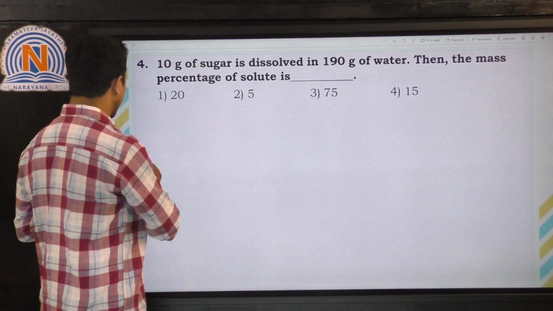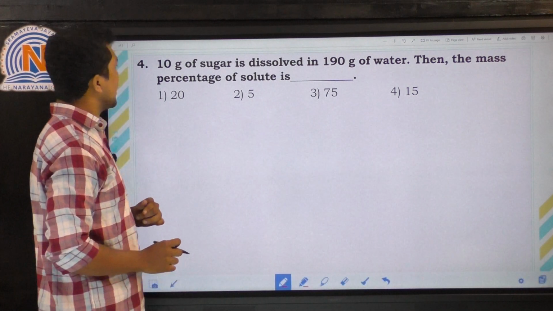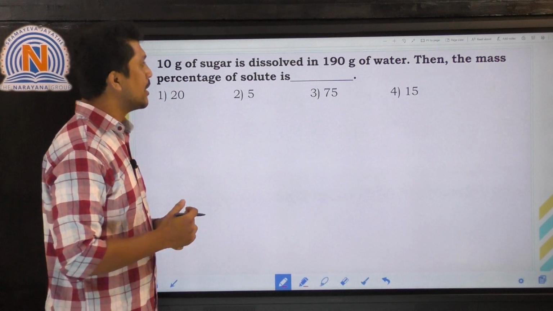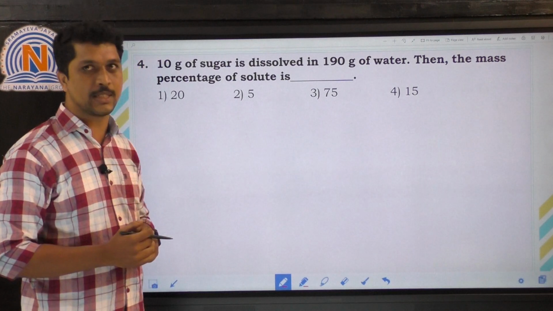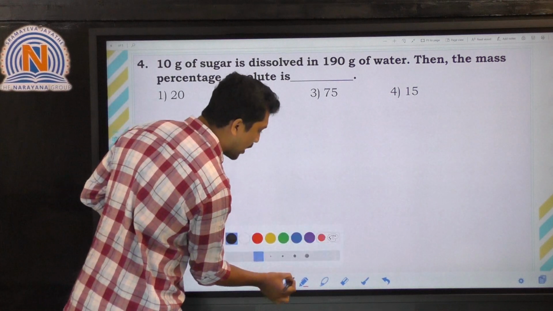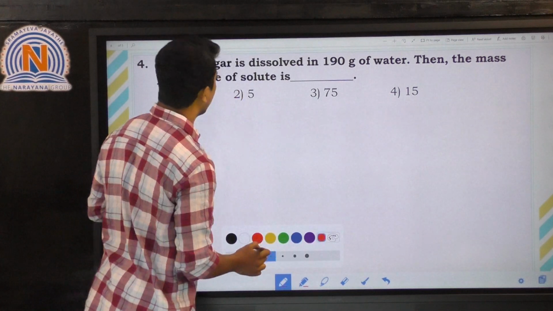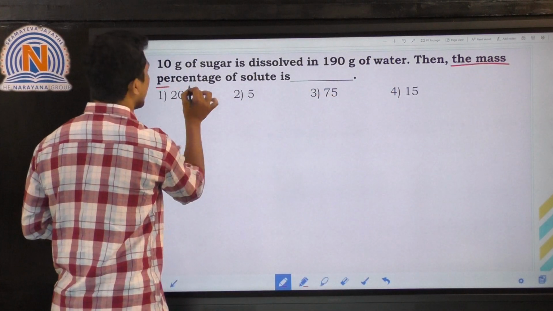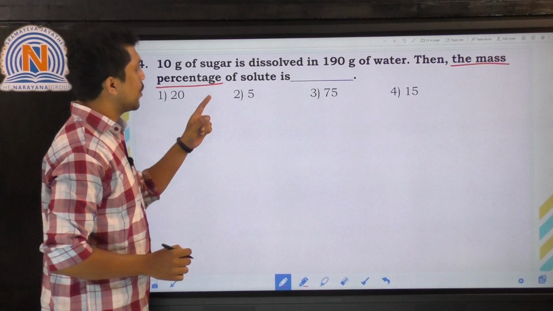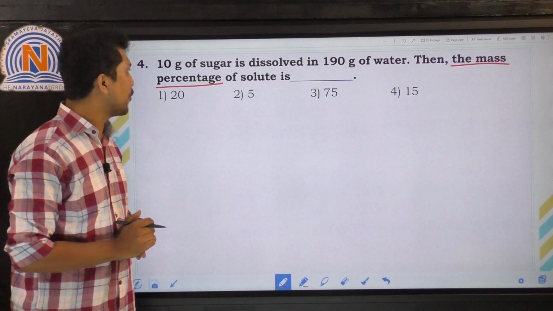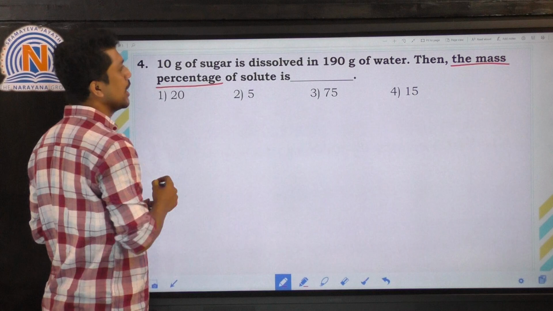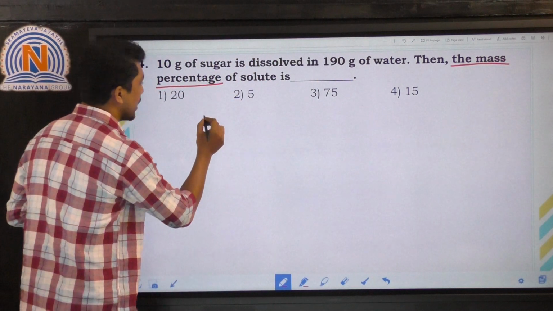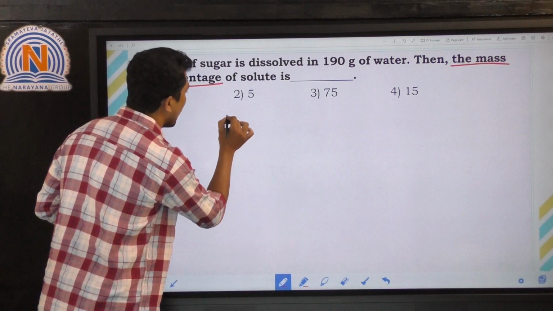Let's move on to the next question. Here the fourth question. What is the question? 10 grams of sugar is dissolved in 190 grams of water. Then mass percentage of solute is. Actually this is not solute, this is mass percentage of solution we need to find. Here they have given weight of the solute and weight of the solvent. So let's write the data they have given.